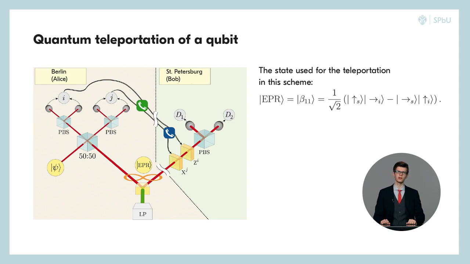Then, she sends one of her entangled photons to Bob, while keeping the second photon, and performs a measurement analogous to a measurement in the Bell basis on the second photon and a photon in the state psi. After that, she reports the measurement results to Bob using a classical channel, and Bob performs some transform on his photon if required. Then the teleportation is over and its credibility is confirmed by the pair of detectors D1 and D2. Let's consider this scheme step by step.